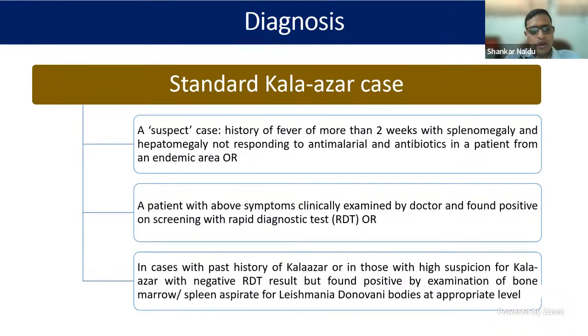So a patient with the above symptoms, who is being clinically examined by a doctor, is found to be positive by the rapid diagnostic test for Leishmania, that is rK39 antibodies. Then in cases with past history of Kala-Azar, or in those with high suspicion for Kala-Azar with negative RDT, on examination of the bone marrow or splenic aspirate, we can demonstrate the presence of Leishmania donovani bodies.